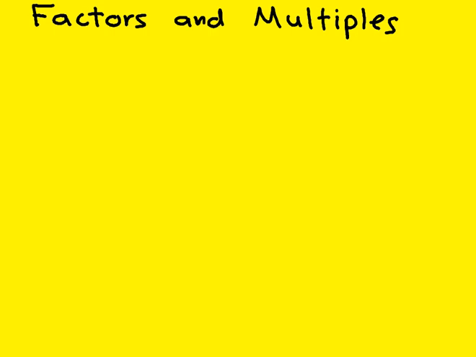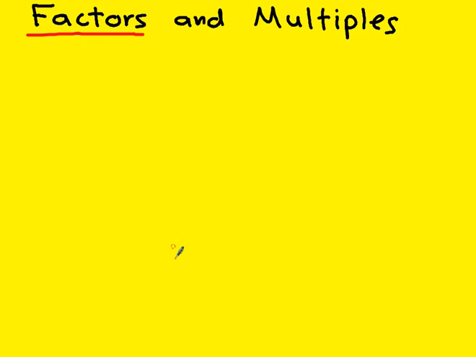Okay, guys, so today we're working on factors and multiples. Now, factors are the numbers that you can basically divide a number by. Okay? The numbers you can divide a number by without getting a remainder. Or you can multiply it by another number to get that number.